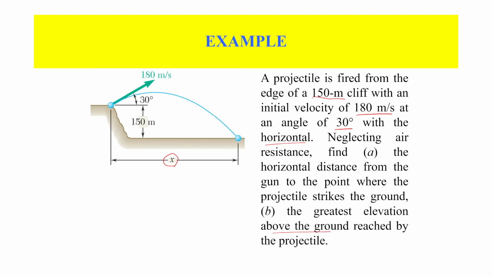As you can see, the initial velocity is 180 meters per second, and the angle with the horizontal is 30 degrees. For solving this projectile motion problem, you can set up your origin at any arbitrary point. But the important thing is, when you are answering any part, you always have to look at your setup of the origin. For this problem, I set up my origin above the cliff.